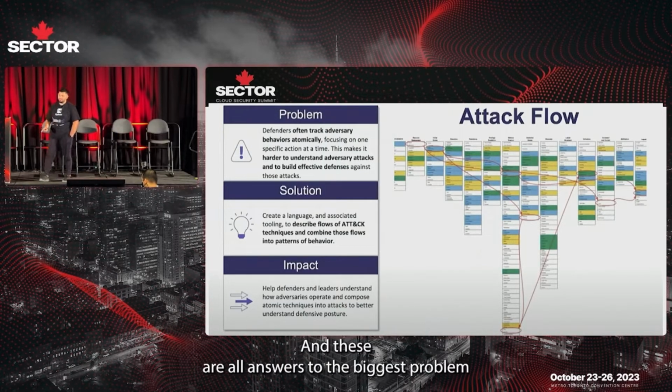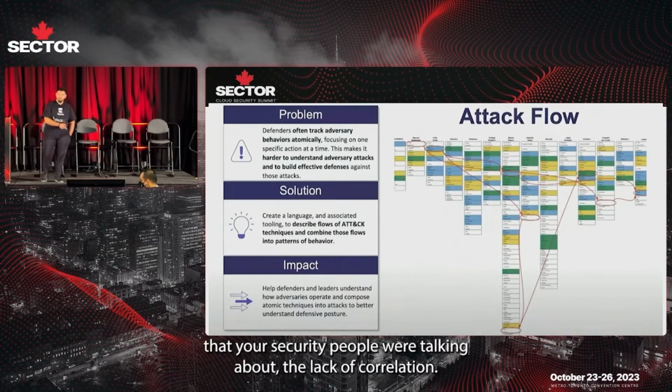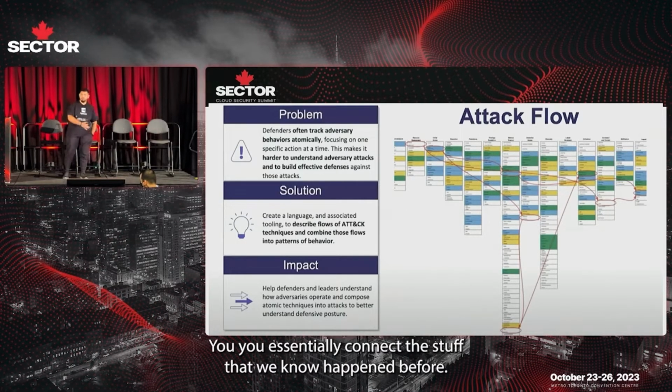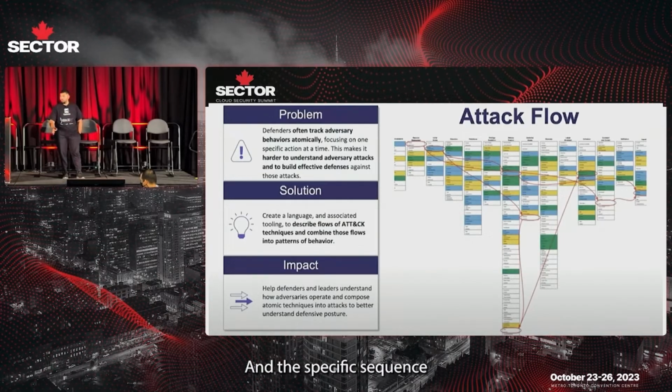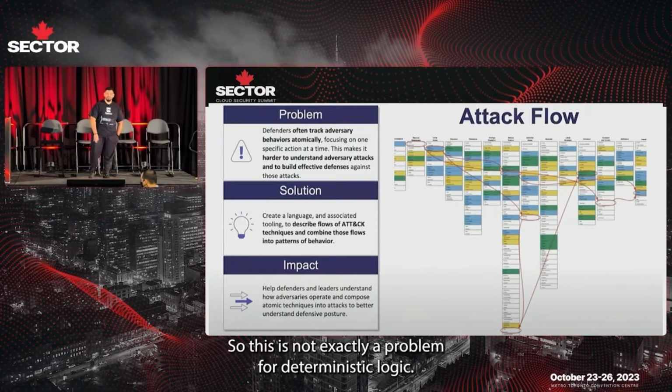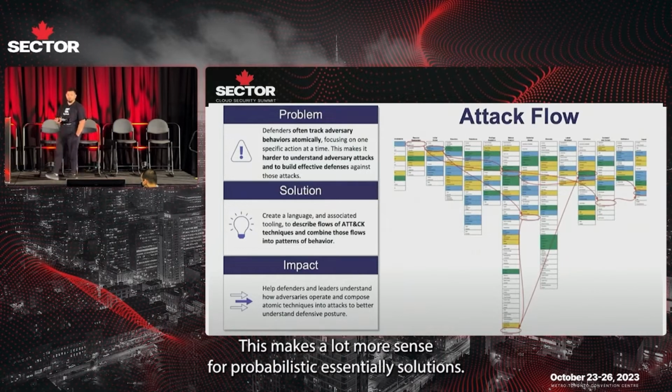And these were all answers to the biggest problem that your security people were talking about, the lack of correlation. How do we correlate stuff? Attack Flow came up with more deterministic logic. You essentially connect the stuff that we know happened before in a specific sequence. Only problem with that is you have so many possible sequences. So this is not exactly a problem for deterministic logic. This makes a lot more sense for probabilistic solutions.